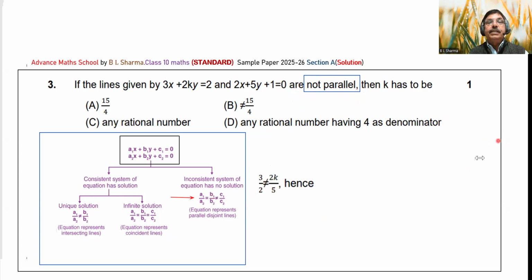So a1/a2 means 3/2 should not be equal to b1/b2, which is 2k/5. So what is the value of k? The value should not be equal to 15/4. I think the answer is very much clear to you now. The value should not be equal to 15/4.